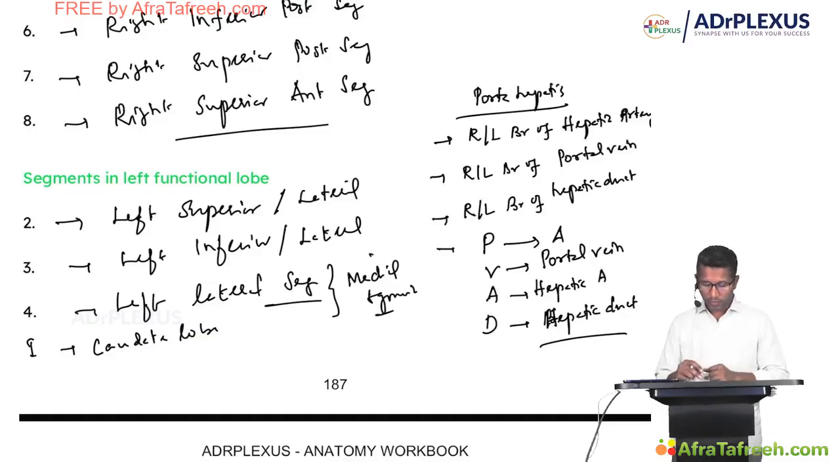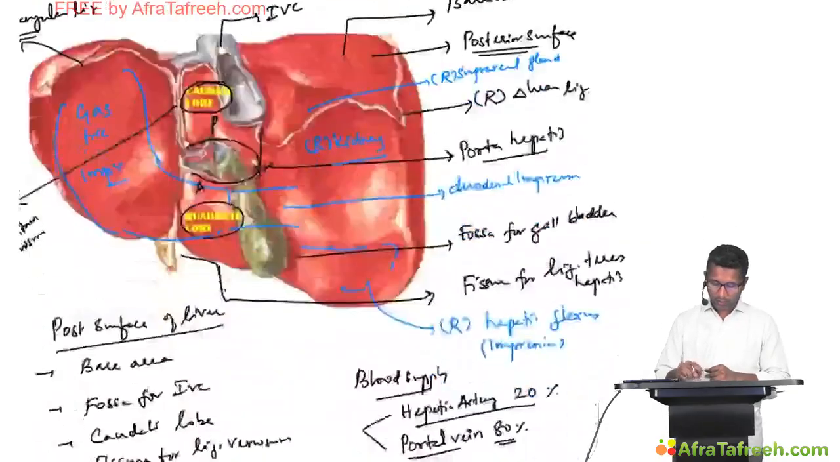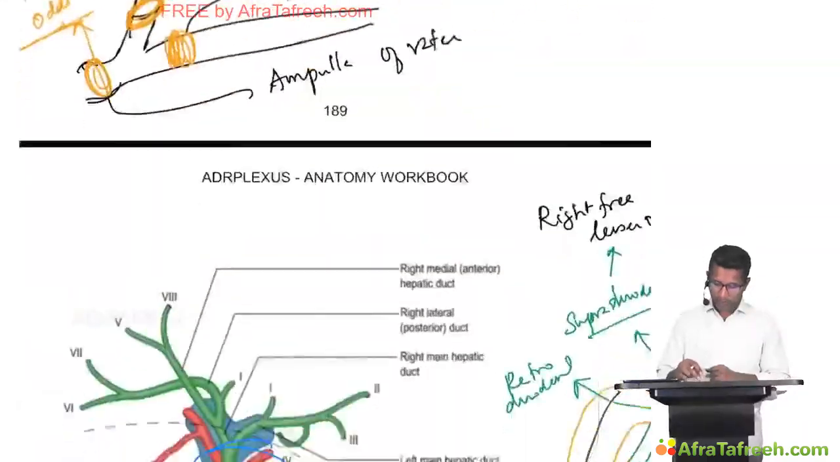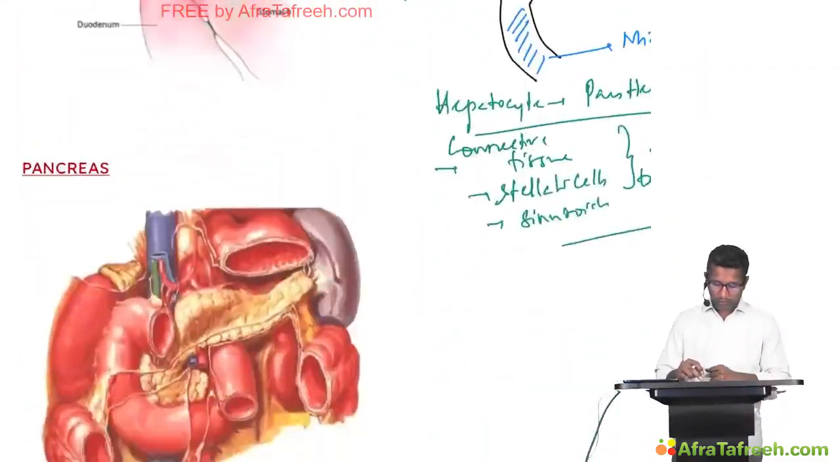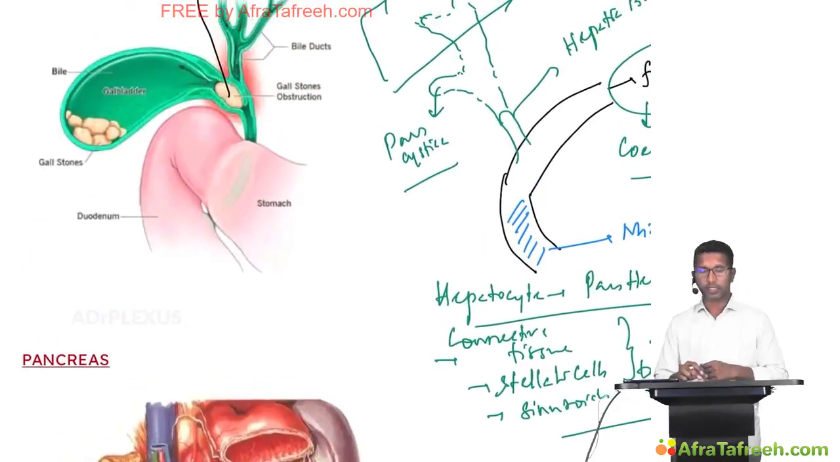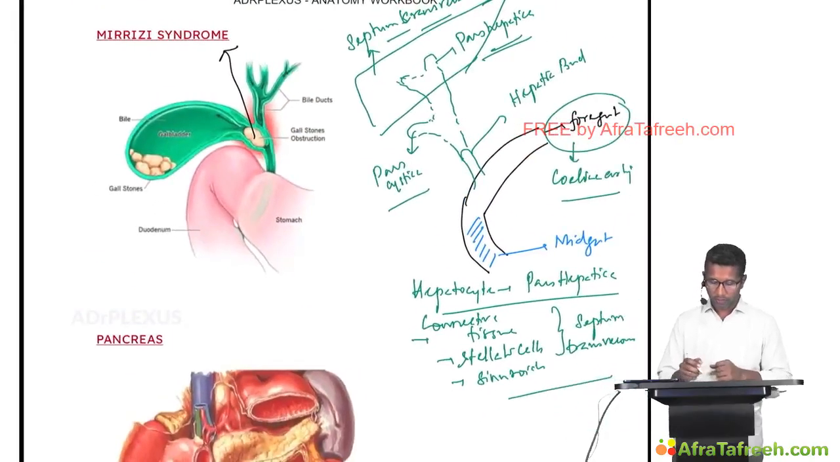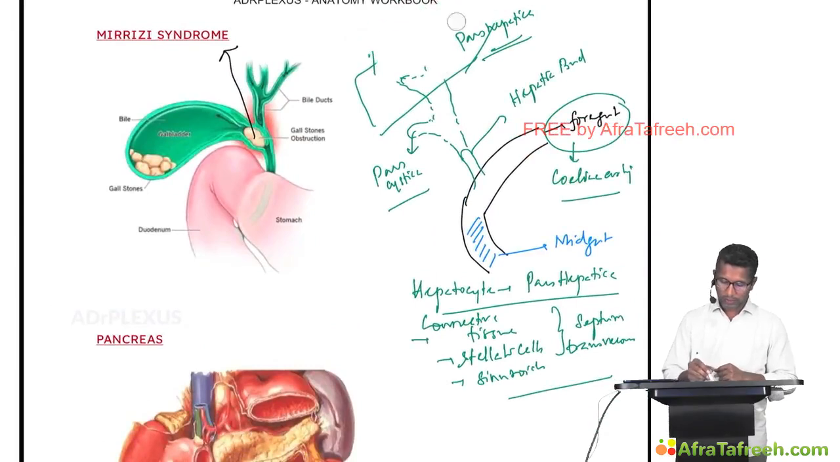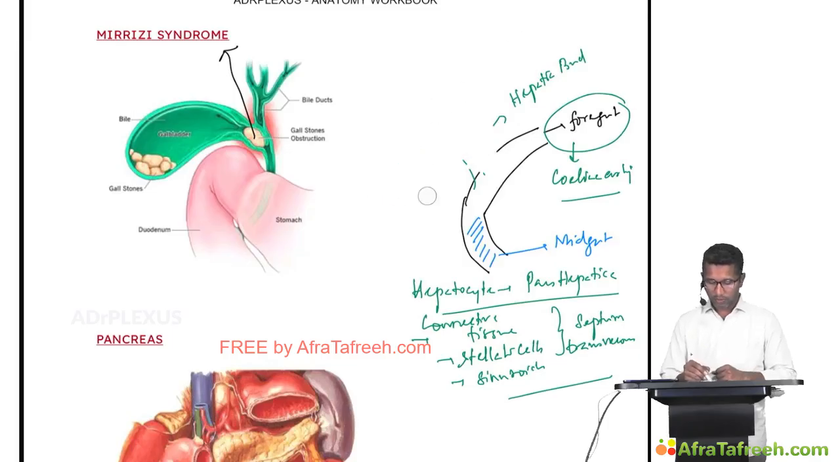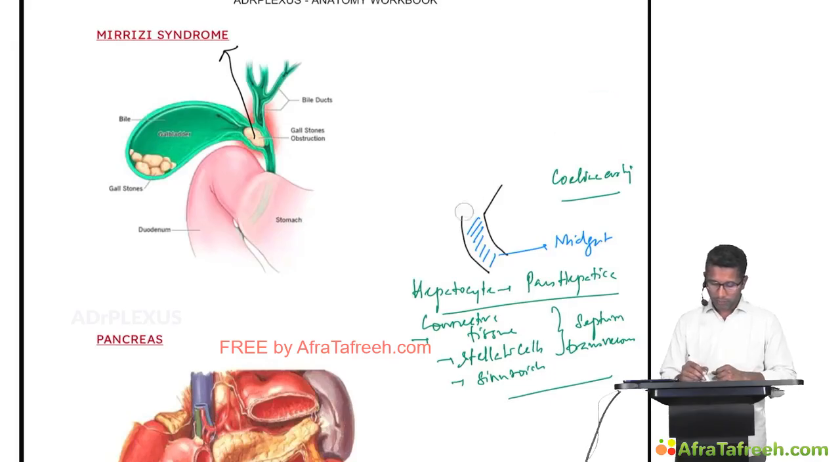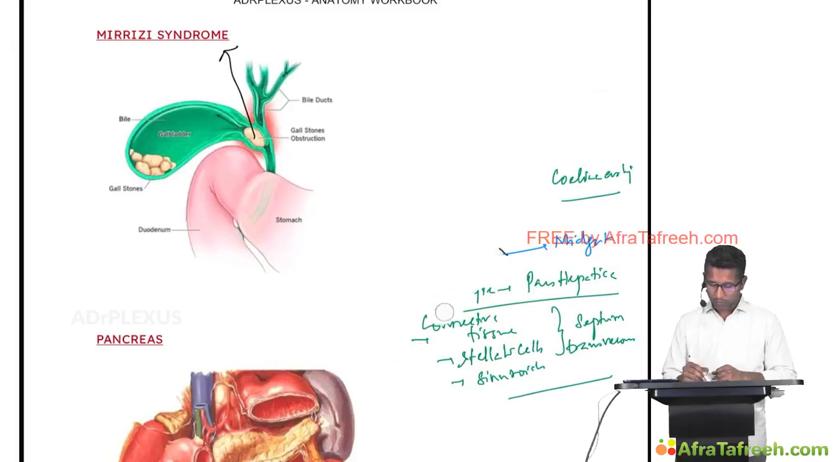Also yesterday when we were concluding the class, we were discussing the development of the liver. I'll just give a recap for it. I hope you know there is a structure called the septum transversum. What is the septum transversum? The septum transversum is a mesenchymal tissue between the primitive thorax and the primitive abdomen.